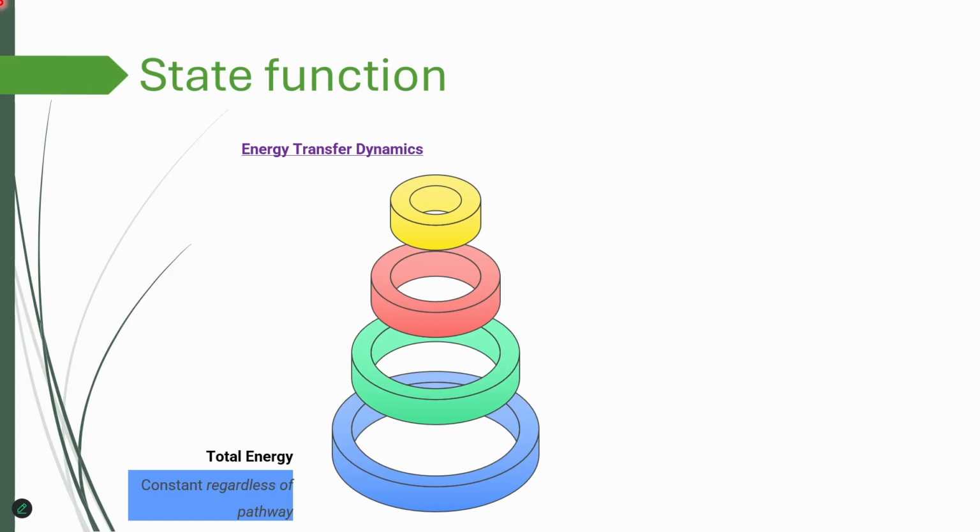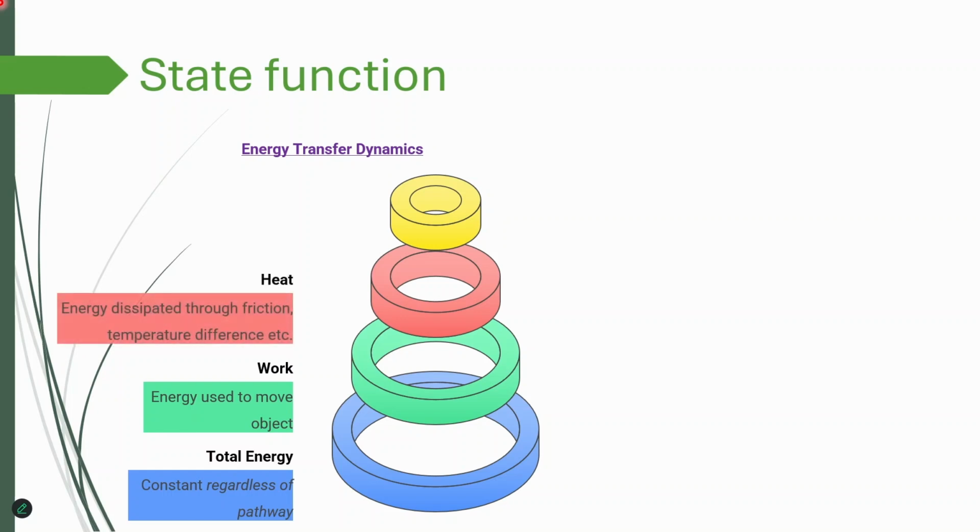Okay, so when we are saying total energy, we're talking about the energy of system plus surroundings, basically the energy of the universe, and that's constant regardless of the pathway. So we have to define pathway as well. There's work, that is energy used to move an object against an opposing force, or a force acting over a distance. So these are definitions of work. There's also heat, that's energy dissipated through friction or temperature difference. So basically some kind of energy transfer.